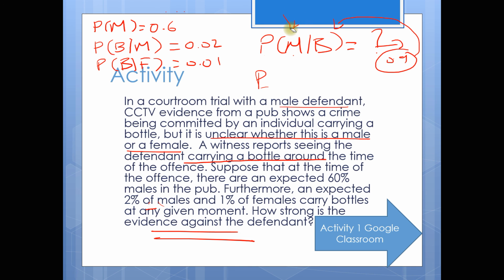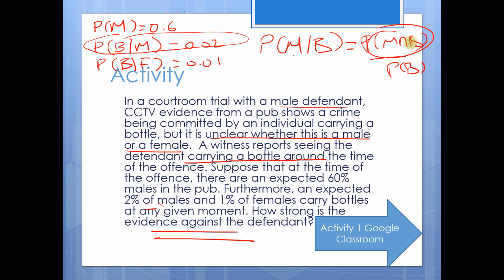So this is what you have to evaluate: the probability that the person is a male given he was carrying a bottle. So let's try to evaluate that. The first thing that you might think is M intersection B over probability of B. But where is M intersection B? If you misunderstood that, then what's going to happen? You would have put 0.02 here, which would be wrong.